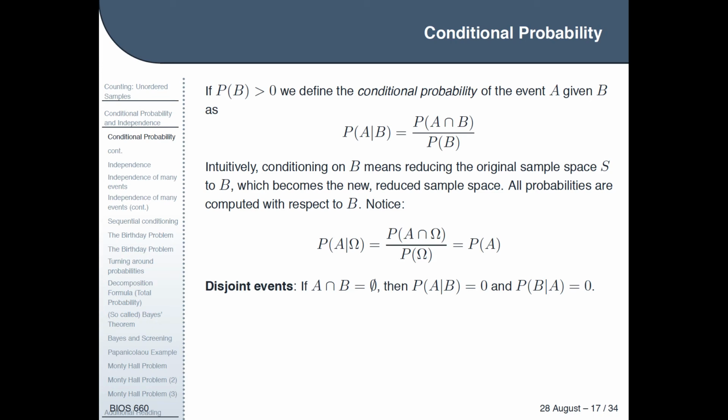And as we've discussed before, disjoint events are events that cannot happen simultaneously. If you draw one card from a deck of cards, you cannot simultaneously draw the 2 of clubs and the 3 of diamonds. And if 2 events are disjoint, that is, if their intersection is empty, then the probability of A given B is 0, and the probability of B given A is 0. If you know that you've drawn the 3 of diamonds, then the probability that you drew the 2 of clubs is equal to 0.